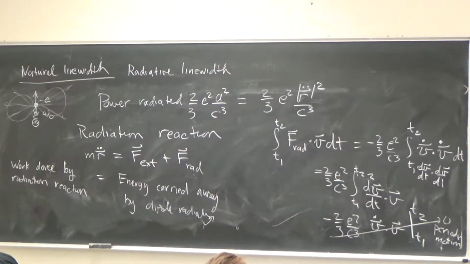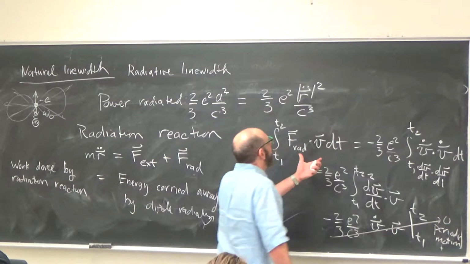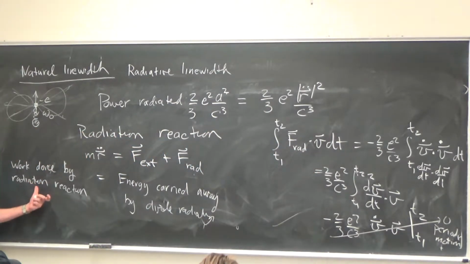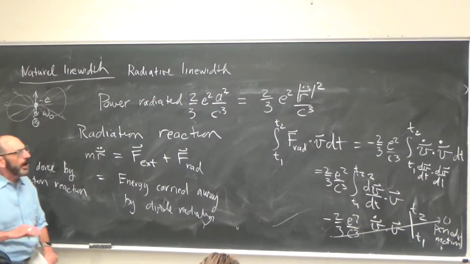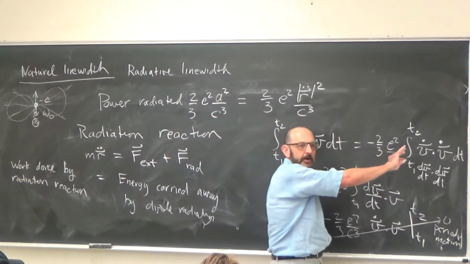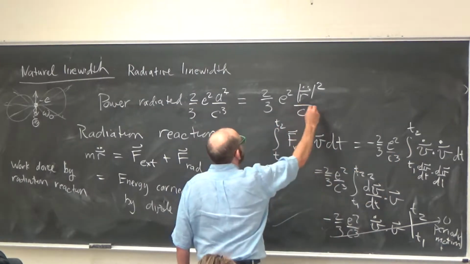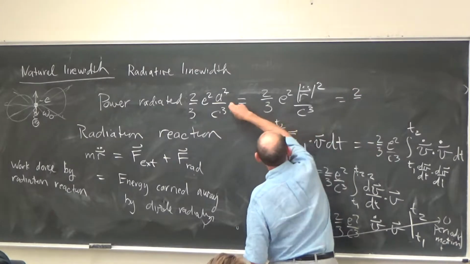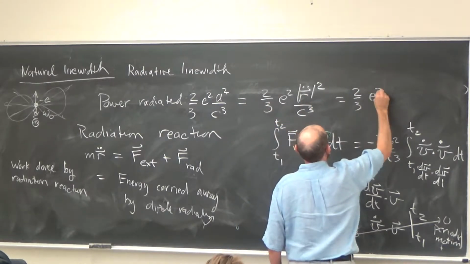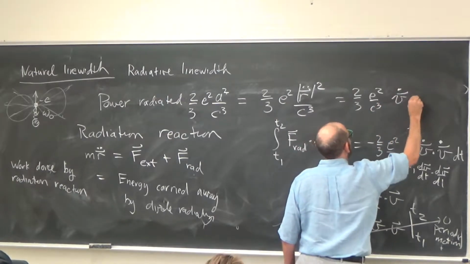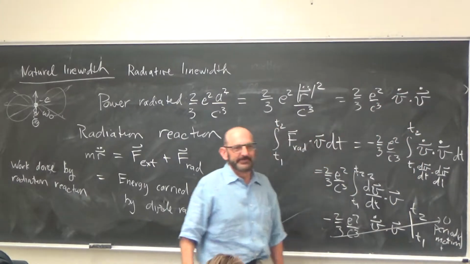On the left-hand side here is the work done by the radiation reaction force. On the right-hand side is the energy carried off by normal radiation. And normal radiation, well, I wrote it many different ways. I have a squared, I have this. I have e squared over c cubed, v double dot dotted into v dot. That's what I did.